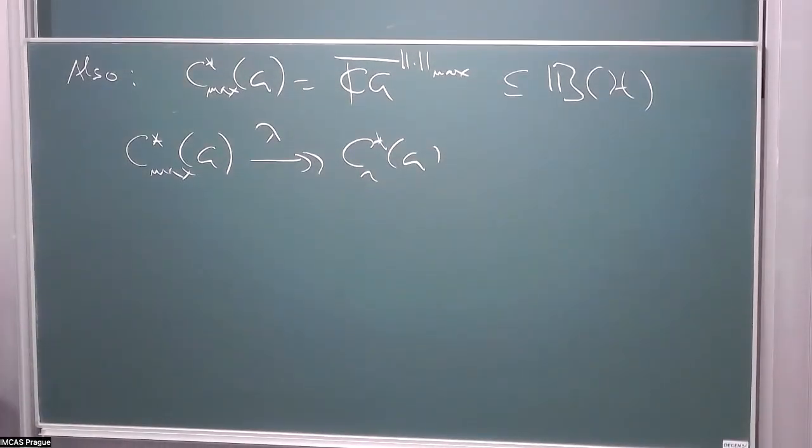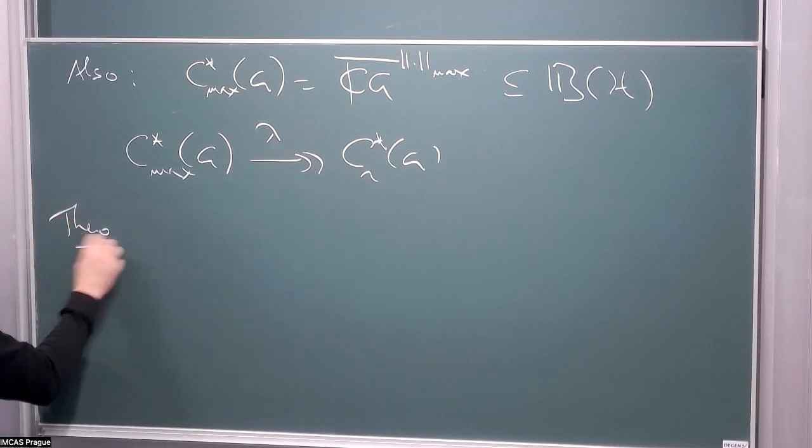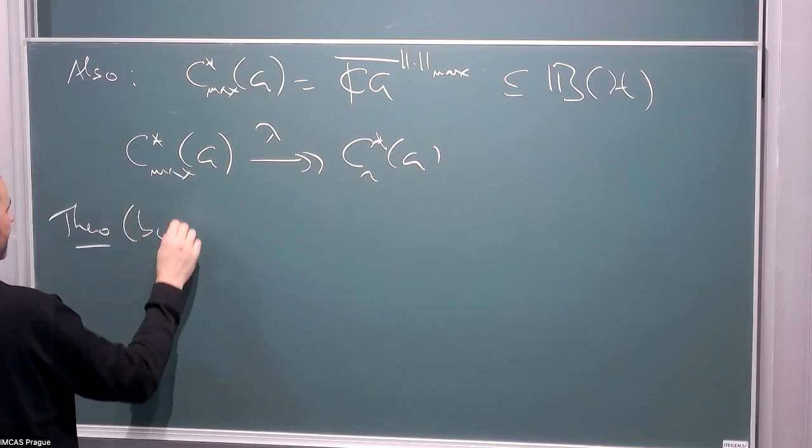So of course we would like to know, maybe like in the nuclear case, when we have this nice situation where both the maximal and minimal norms coincide. So we expect that something happens here. This is a result by many people. Again, an old result.